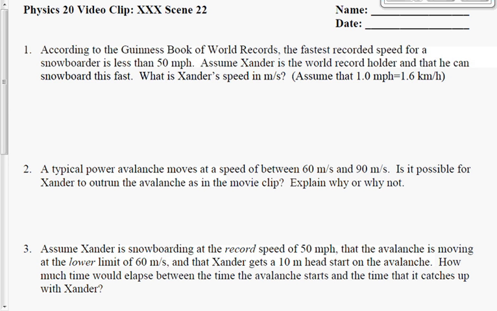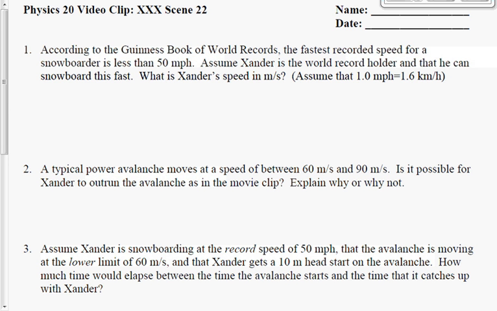Question 1 said, according to the Guinness Book of World Records, the fastest recorded speed for a snowboarder is less than 50 miles per hour. I mean, that's pretty fast, right? That's still approaching 100 kilometers per hour. Assume Xander is the world record holder and that he can snowboard this fast. What is his speed in meters per second? Does anybody have a value for that? Anybody think that they have the answer for that?